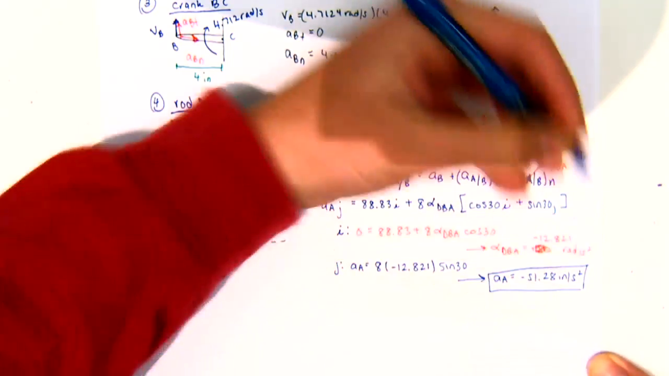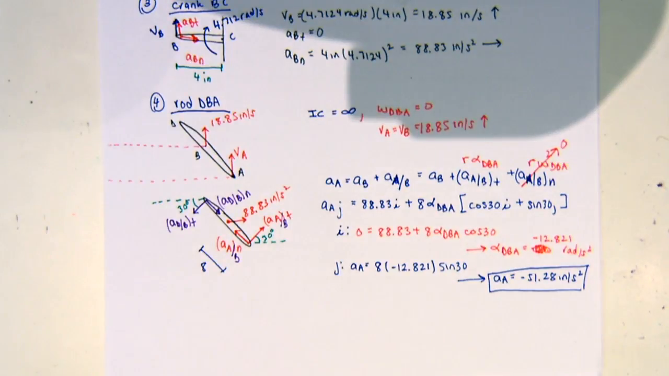So that means that A is actually accelerating downwards. So the velocity is going up, the acceleration is going down. So that means it's slowing down. Everyone good? Yeah, I assumed that alpha was positive, which means that it's in the counterclockwise direction.